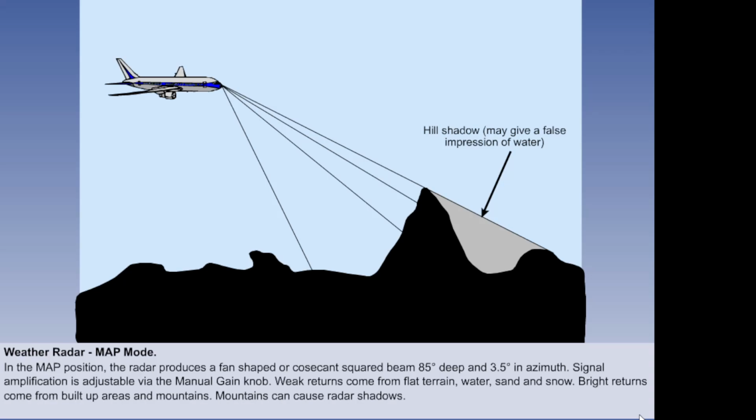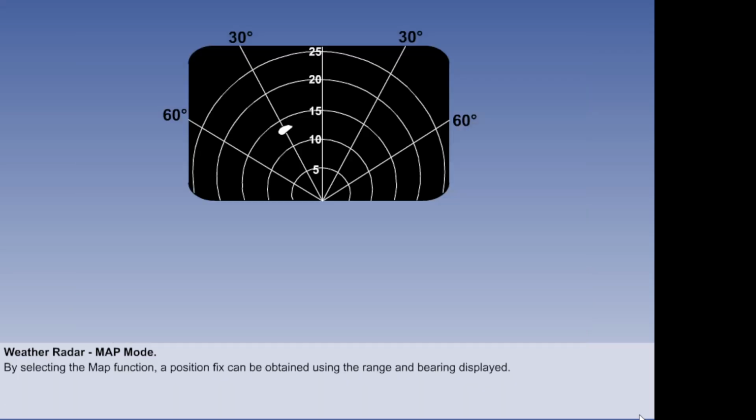In older equipment, the other use of the mapping function is to identify a ground feature and thereby obtain a position fix. The display will show the range, in our example 13 nautical miles, at slant angle, and a bearing of 30 degrees left of the nose. From this information, we can calculate the true bearing to the feature, so that it can be plotted on a chart.